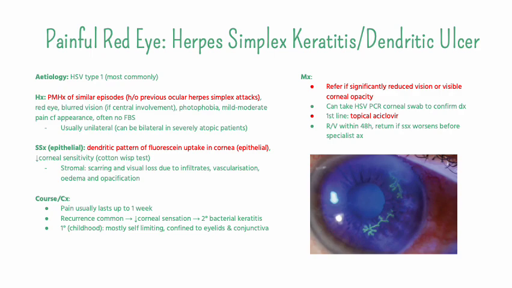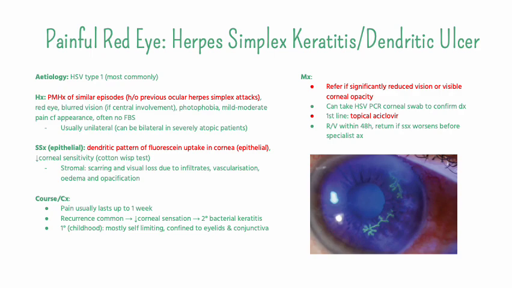So the buzzword for you is dendritic ulcer on fluorescein stain. If you see the word dendritic ulcer or an image of a dendritic ulcer, just know that it is herpes simplex keratitis. Essentially what occurs is that there is a reactivation of a latent virus, usually in adulthood, in which the virus then travels down the trigeminal nerve, enters the cornea, and replicates in the epithelium to lead to ulceration.